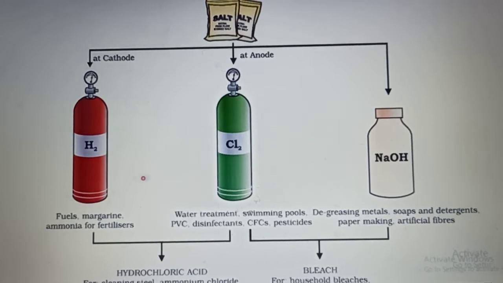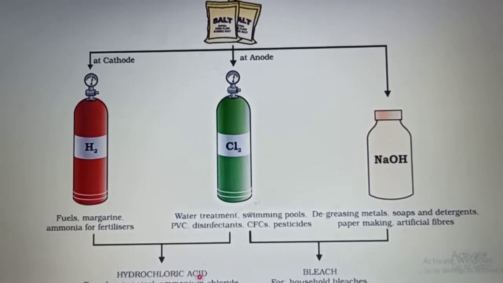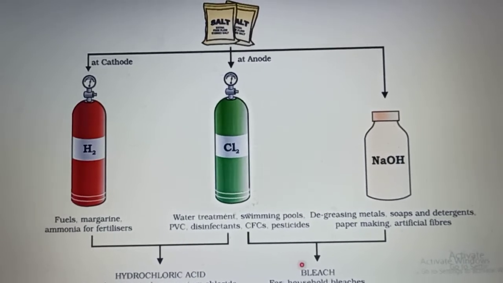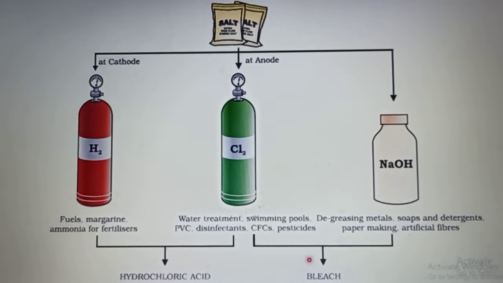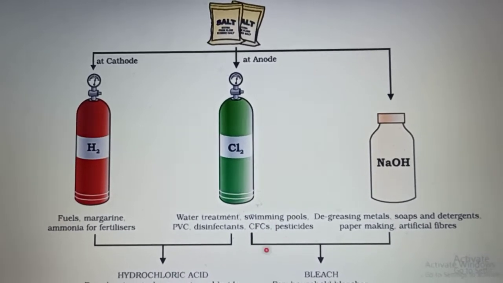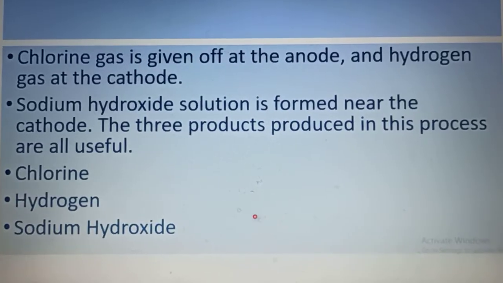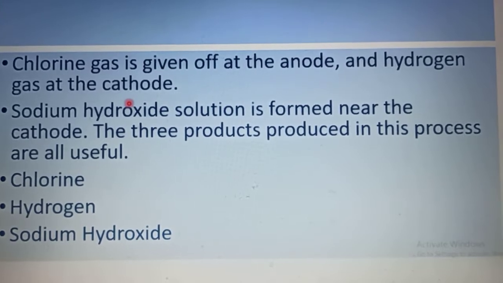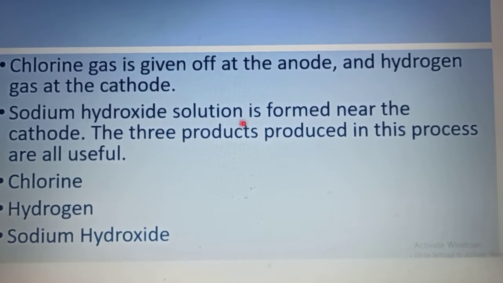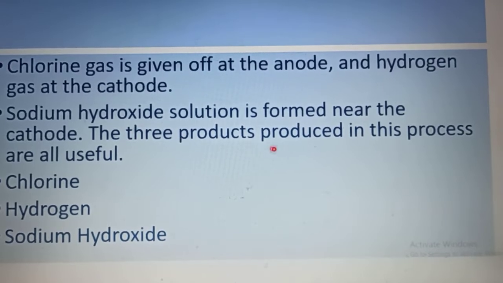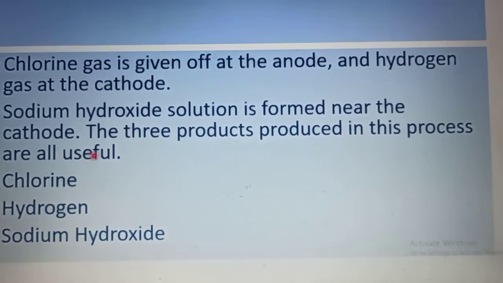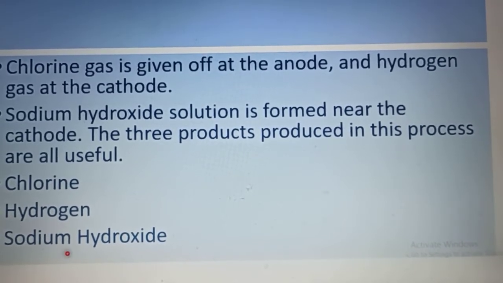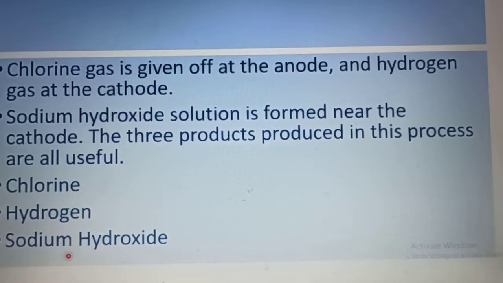And these two, hydrogen and chlorine, make hydrochloric acid, whereas sodium hydroxide and chlorine make bleach. So practice the diagram, and learn all these uses also. So now you have got it that chlorine is given off at the anode, remember it? Hydrogen gas at the cathode. Sodium hydroxide solution is formed near the cathode, and the three products produced in this process, these all are useful. Chlorine is also useful, hydrogen is also useful, and sodium hydroxide is also useful.